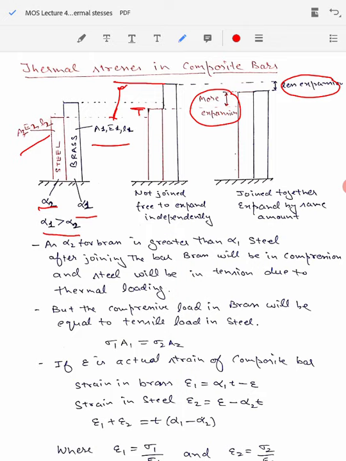So you see here, because these two pieces of different materials are joined together, having different thermal expansion coefficients, the one which has higher thermal expansion coefficient will have compressive stresses induced in it, while the one which has lower thermal expansion coefficient will have tensile stresses induced in it because of this.